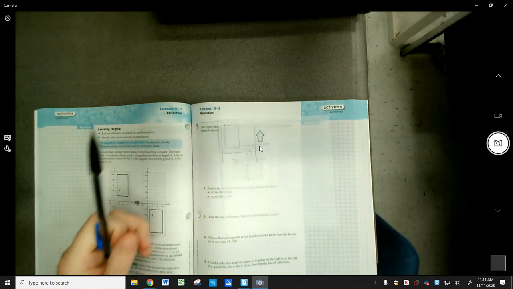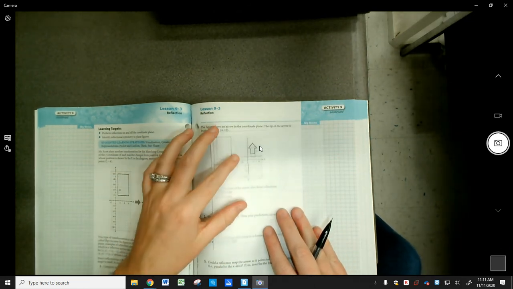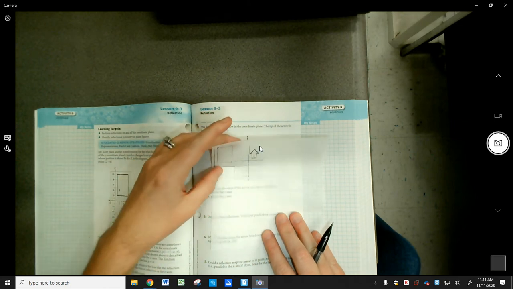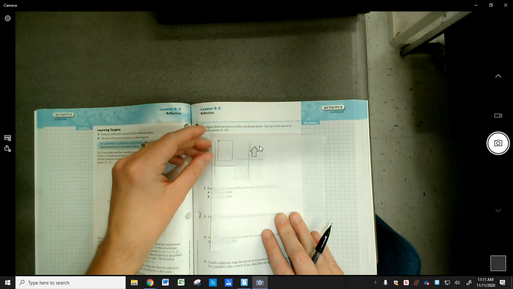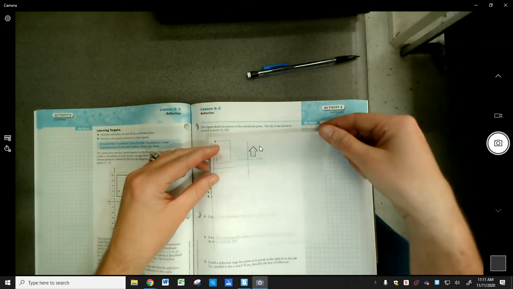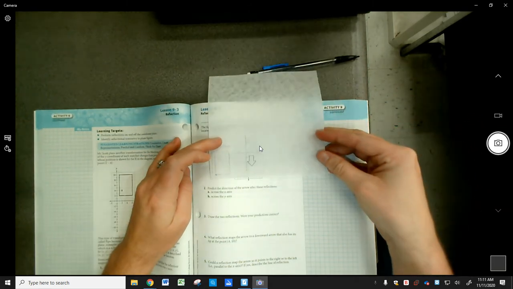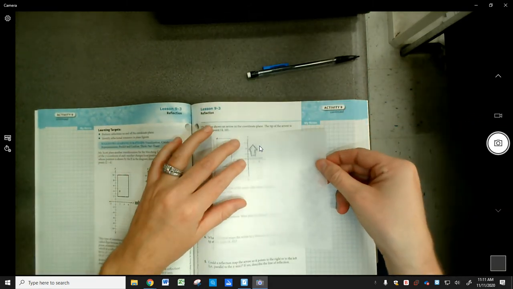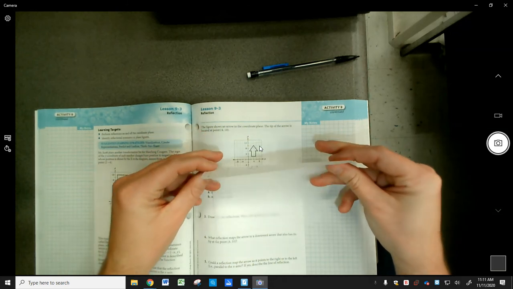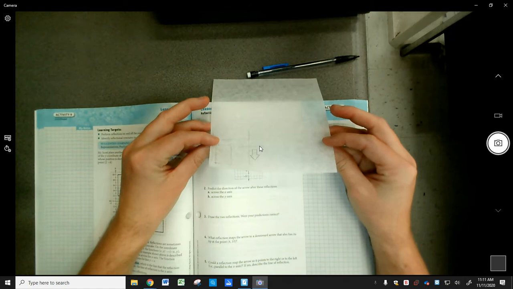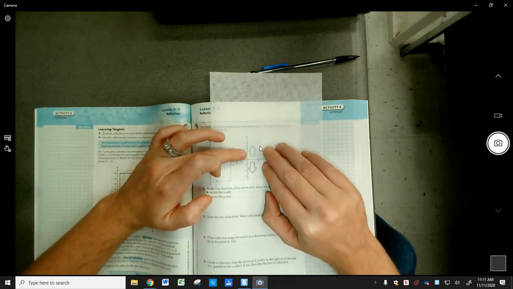So we are flipping it, or reflecting it, across the x-axis. So we're going to take this figure and flip it this way, turn our paper down. So you are going to take your patty paper and turn it like that. I'm going to do it one more time. Since we're flipping it on the x-axis, we're going to take it this way, okay? And then you're going to line up your x-axis and your y-axis.